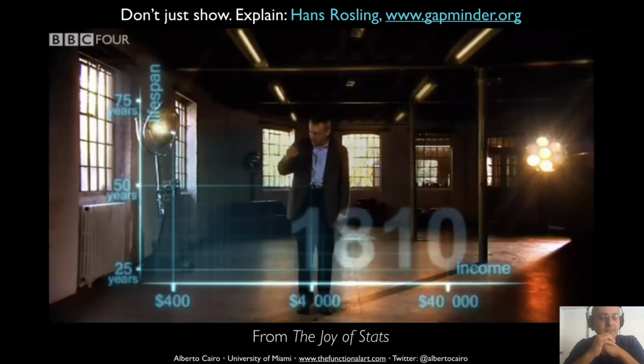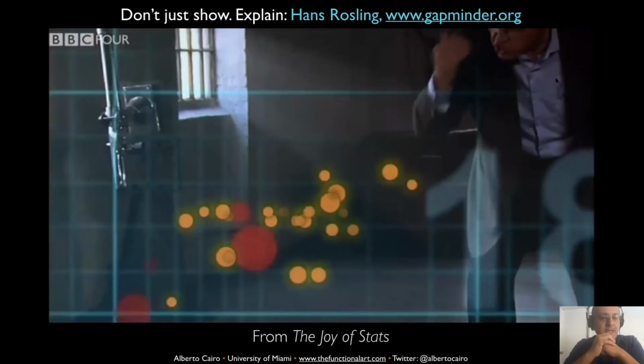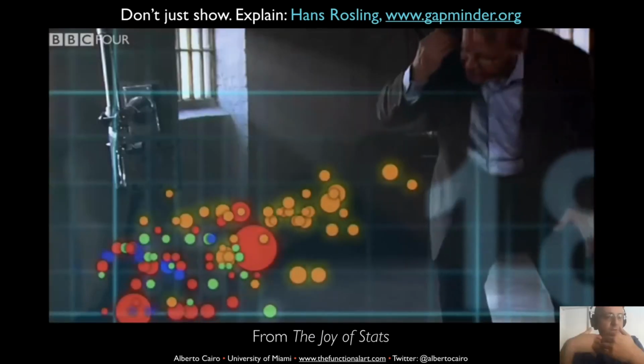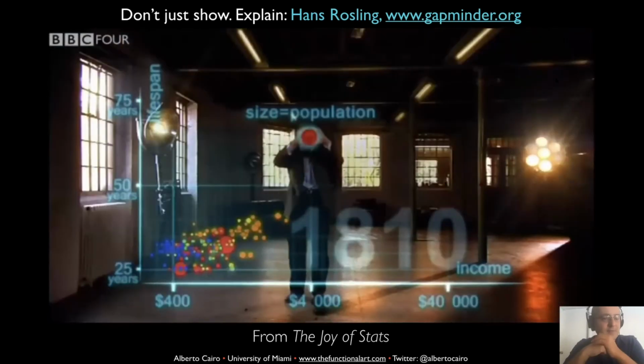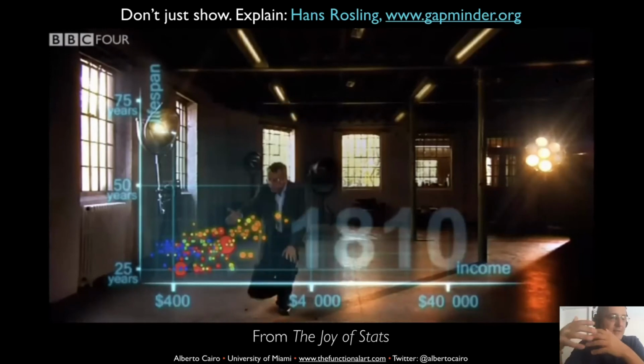Most of them, I'm going to make them appear, right? Continent by continent. That is Africa, Asia, Europe. Each color corresponds to a continent. Each bubble is a country. And then the size of the bubble is proportional to the population. And now I'm going to show you how, and then the average is really low.